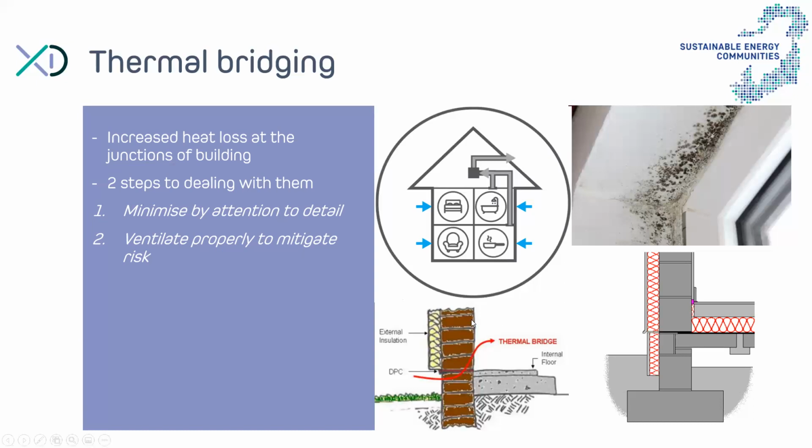Another aspect of dealing with condensation and mold growth is to ventilate the home properly and to extract moisture where it's produced, typically in the kitchen, bathrooms and utility rooms. So ventilating the home properly is also a great way to mitigate the risk of thermal bridges where they're not being dealt with by insulation.